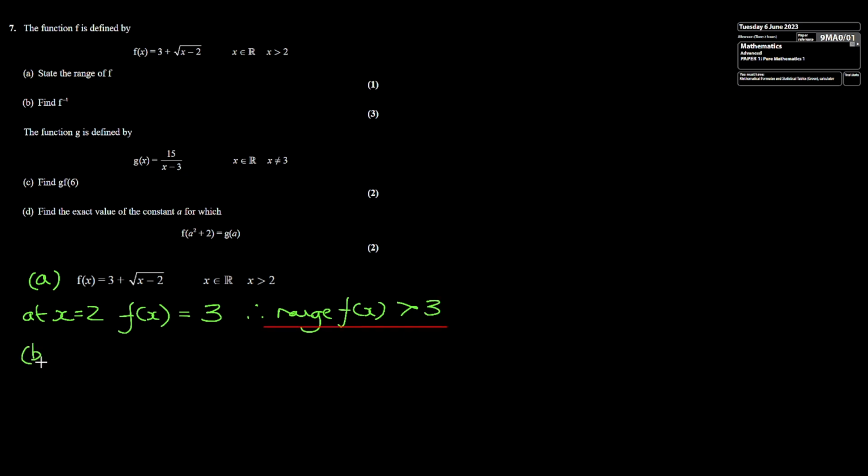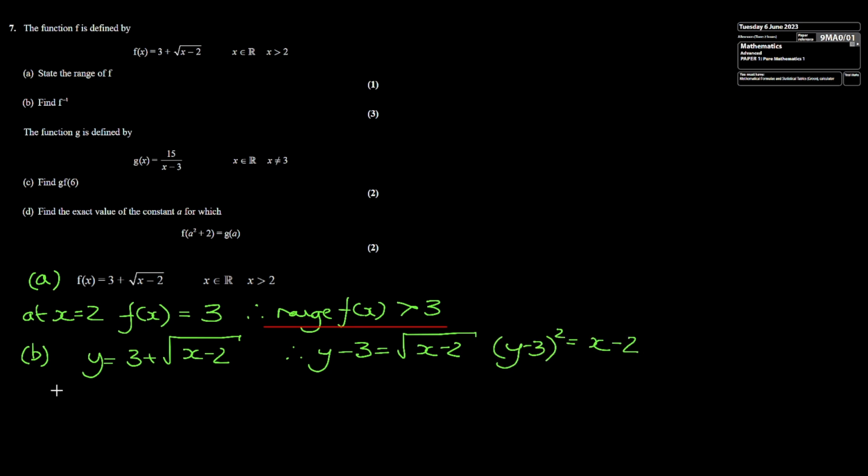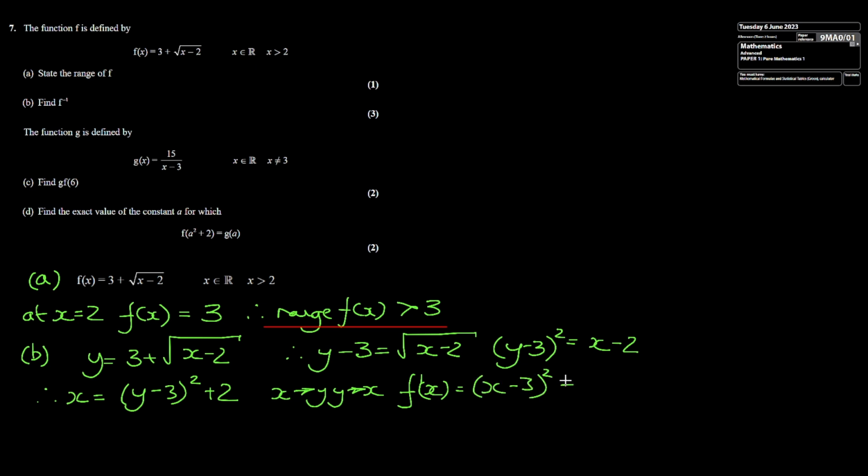Part B. We've been asked to find the inverse of f. So we bring back y and set the function equal to y. We now need to make x the subject. Putting the 3 across, I get this. Now I can square both sides. And remember, we need to make x the subject. So therefore, I can say that x is equal to y minus 3 squared plus 2. X to y, y to x. We're swapping back again. And we get that f inverse of x is equal to x minus 3 squared plus 2. And that's the answer to part B.